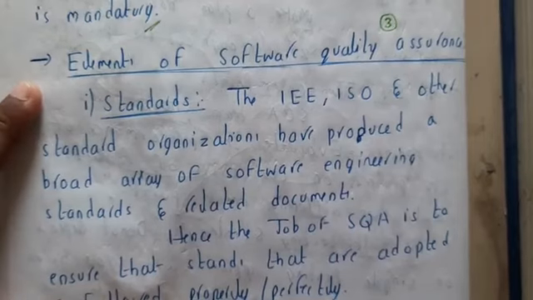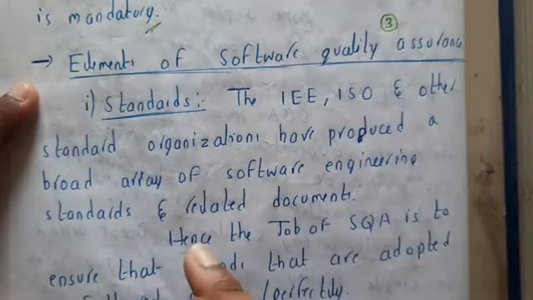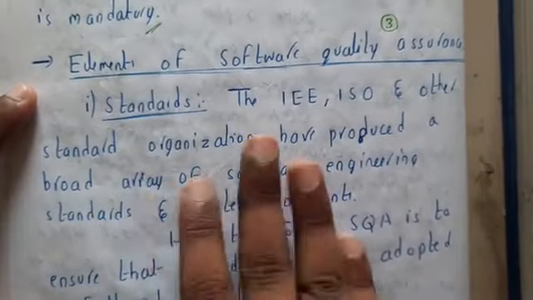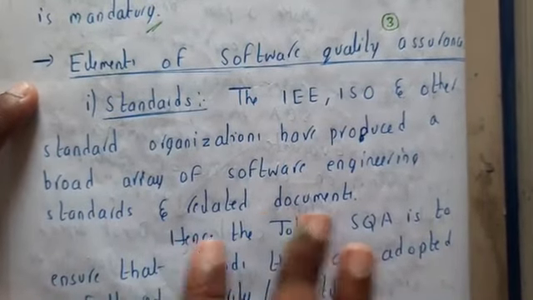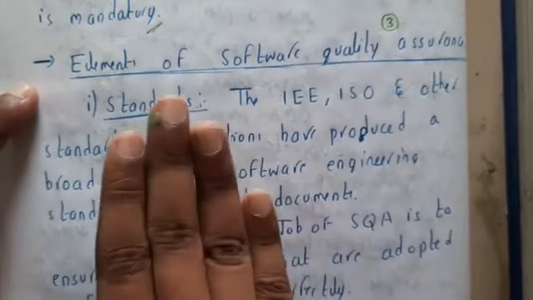So basically, any kind of operation you are doing will have goals, standards, and elements, everything. So in this lecture, let us go through the elements, and in the next lecture, we'll be going through the goals of software quality assurance. Okay, so let us first go through the elements.